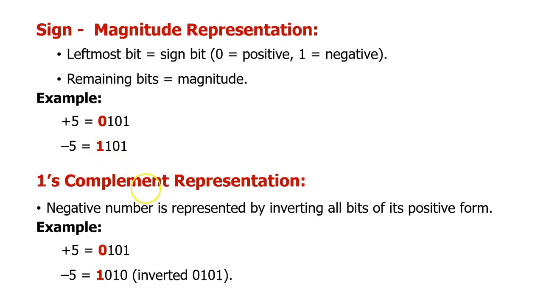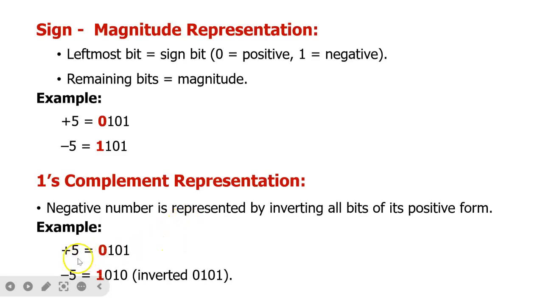In ones complement representation, we simply invert all the bits of the positive number to get the negative value. For example, plus 5 is represented as usual as 0101, as it is a positive number. So the sign bit, the most significant bit, is represented as 0, and the magnitude for 5 is 101. And minus 5 is represented by inverting all the bits in its positive form.